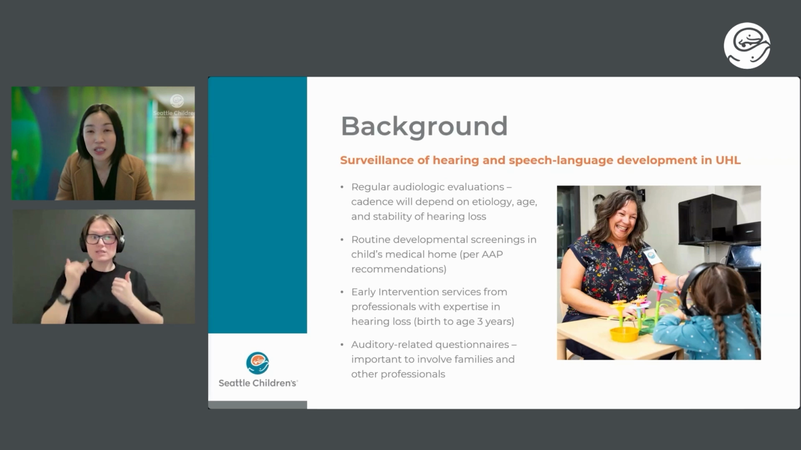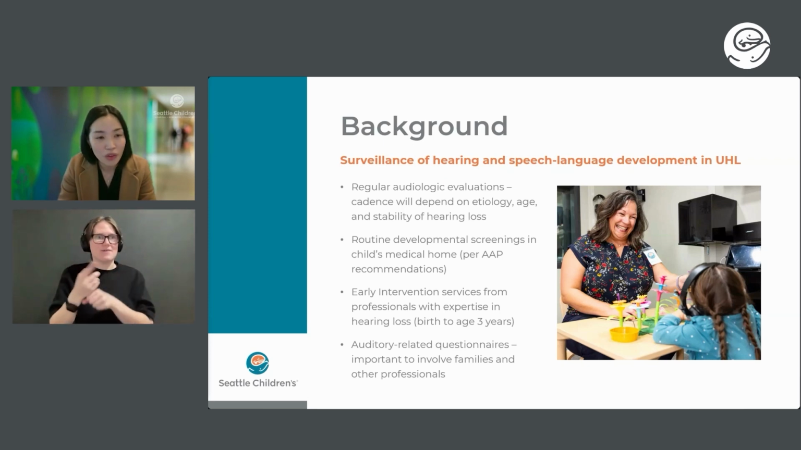If we have some evidence that the hearing loss is fluctuating or progressing over time, we will recommend closer hearing evaluations as opposed to ones that are maybe a year apart. This surveillance also includes routine developmental screenings in the child's medical home per AAP recommendations.